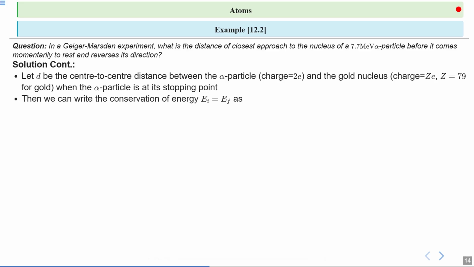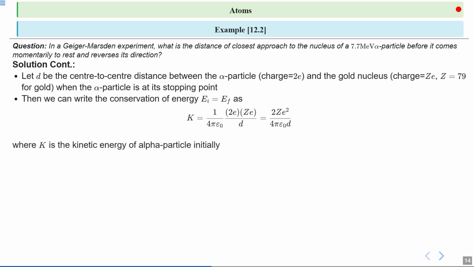So next, let's apply the principle of conservation of energy. The total energy before and after must be equal. Initially the alpha particle has only kinetic energy, and as it approaches the nucleus, that kinetic energy is converted into electric potential energy due to repulsion between the two positive charges. The formula for potential energy is 1 by 4 pi epsilon naught Q1 Q2 by R, and the kinetic energy is converted into potential energy. So kinetic energy K is equal to potential energy.